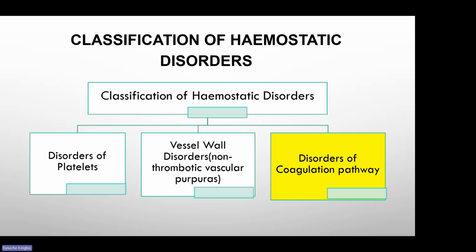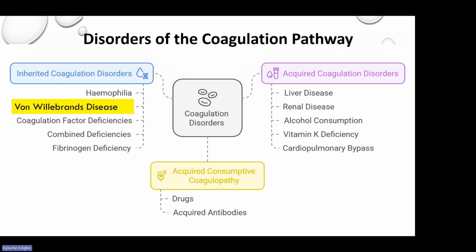Some try to classify it based on... there are so many ways that it can be classified, but broadly I choose to group it like this for clarity. Disorders of hemostasis that has to do with platelets, disorders of hemostasis that has to do with vessel wall, and then the disorders of hemostasis that has to do with the coagulation pathway, which we have looked at also. So we are going to zero in on the disorders of hemostasis that has to do with the coagulation pathway.